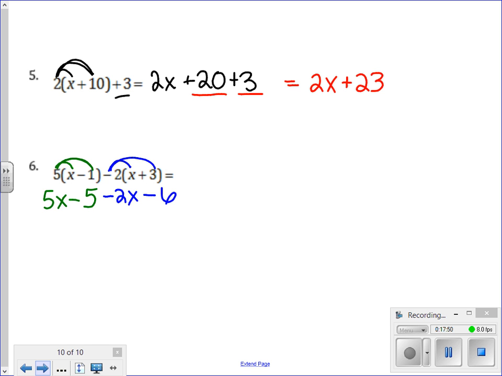Now that I've distributed and completely got rid of all the parentheses, I'm going to go ahead and collect like terms. So I start here with the 5x and the minus 2x. 5 minus 2x is 3x. And then I have negative 5 minus 6. Now be careful with the negatives. Negative 5 minus 6 is negative 11.